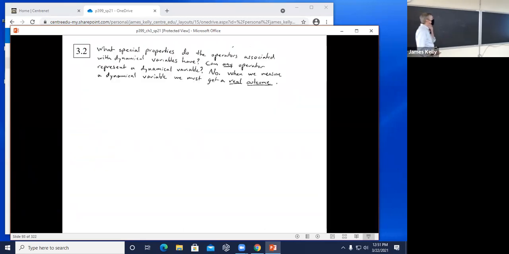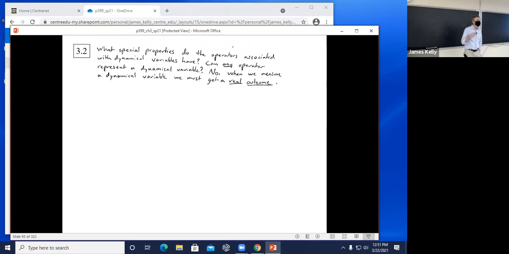I think that's the only remaining thing I wanted to talk about. So let's go back now into what we were talking about at the beginning of 3.2, after our big diversion into mathematics kind of stuff. We were talking about what operators are associated with dynamical variables.